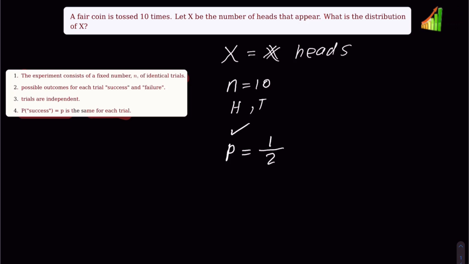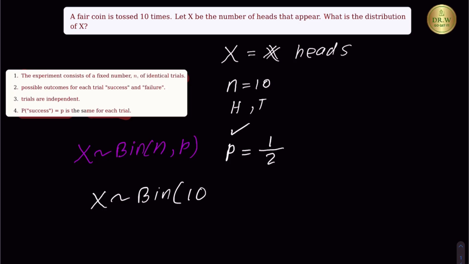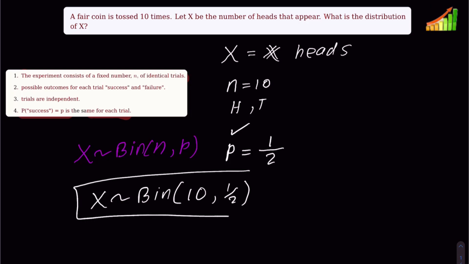Now how do we write this one? For the binomial distribution, there are 2 parameters. What are those? Binomial n and p. n is the number of trials, p is the success probability. So in this example, we know X has a binomial distribution. Then what is n? n equals 10. Then the success probability is 1/2. So this is the distribution of X: binomial 10, 1/2.